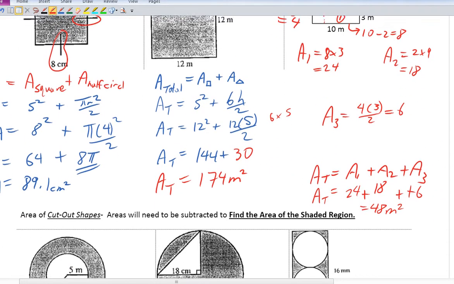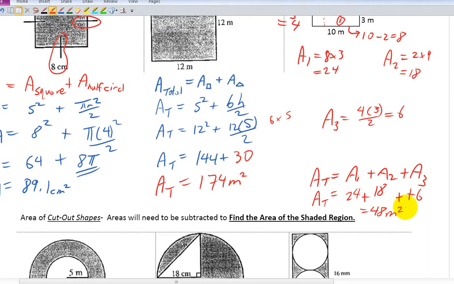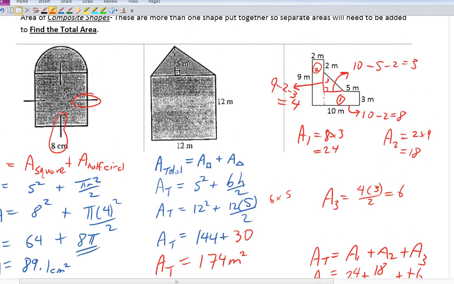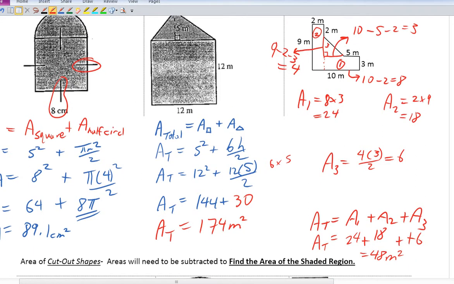Just a sec, I did something wrong. 30. We got 48, 24, 18, and 6. Sorry? 30. Where'd you get 30? Bottom one is 3 times 8. Remember we had to subtract the 10? Okay. So I believe it would be 48. Okay. Good. Check your work real quick. Any questions?